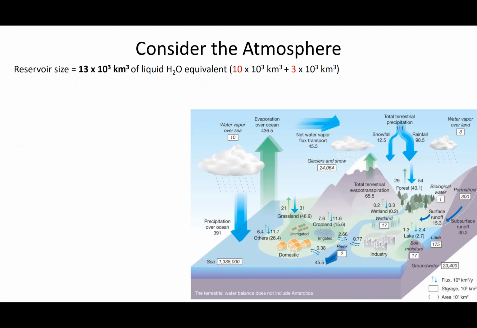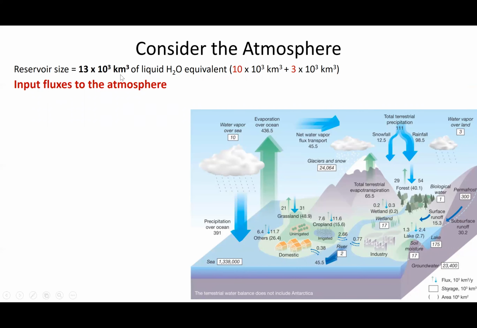So let's consider the atmosphere now. The atmosphere on this diagram actually contains two parts, and it's divided up here so that we have the atmosphere over the ocean and the atmosphere over the land. You can see that there's 10,000 cubic kilometres of water in the atmosphere over the ocean, and there's 3,000 cubic kilometres of water as water vapour in the atmosphere over the land. So the total reservoir size of the atmosphere is 13,000 cubic kilometres of liquid water.